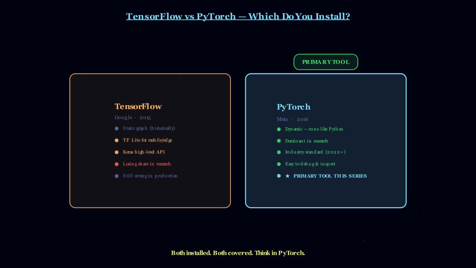For this series, PyTorch is the primary tool. We use it for every model we build. TensorFlow appears where it's still dominant: mobile deployment, Keras high-level API, and a few specific production patterns. The good news: the concepts are identical between both. A layer is a layer. A gradient is a gradient. Learning one deeply means you can read the other. We install both, but we think in PyTorch.